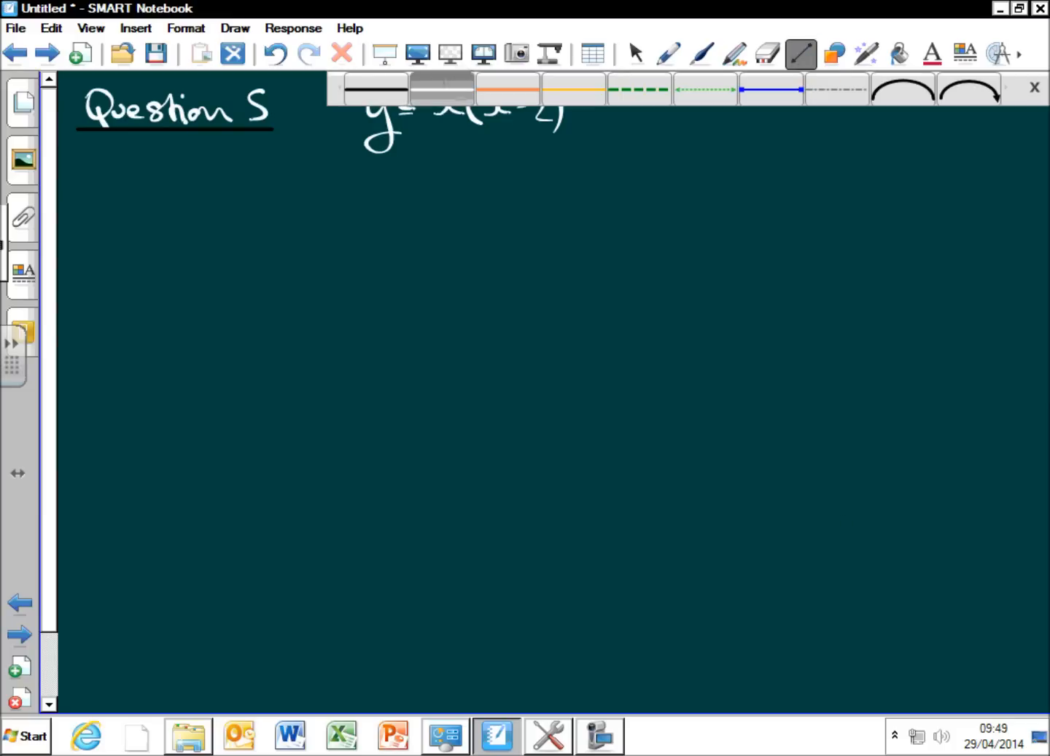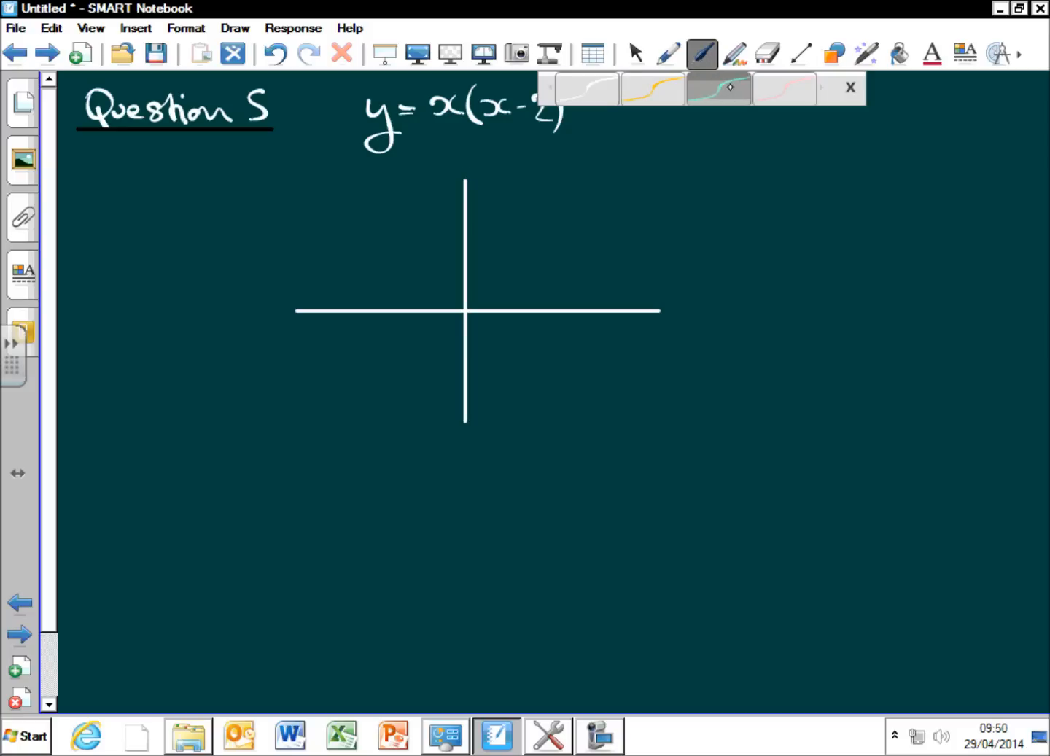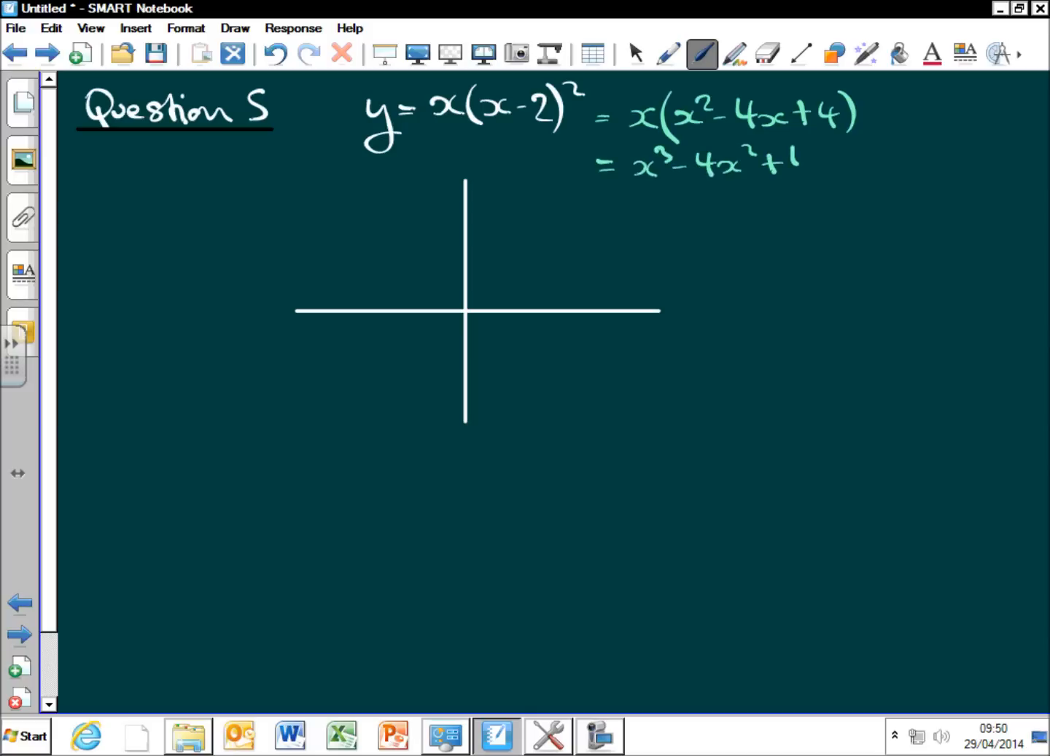So first thing you want to do is draw yourself some axes. Now it's going to be a cubic, because when I multiply this all out, I'm going to get x cubed. In fact, let's just do it. Let's multiply it out because it's probably going to be important in the rest of the question. So I'm going to get x times x squared, take 4x. Minus 2 times minus 2 is going to be plus 4. And so all this goes to x cubed minus 4x squared plus 4x.